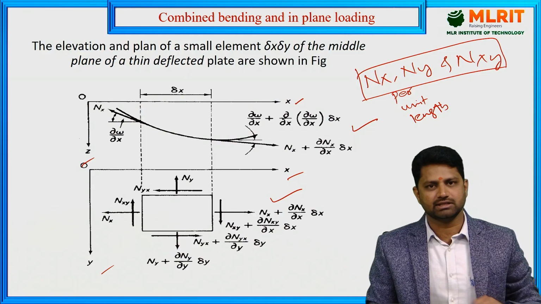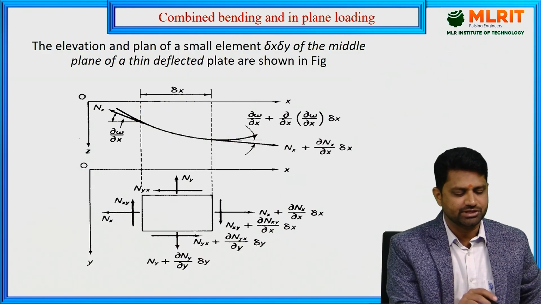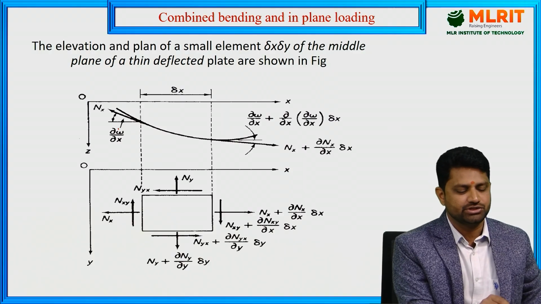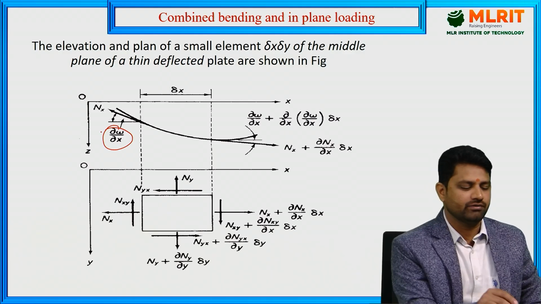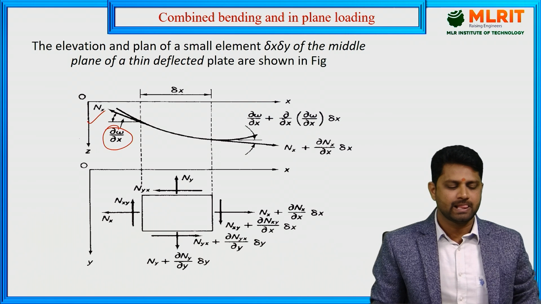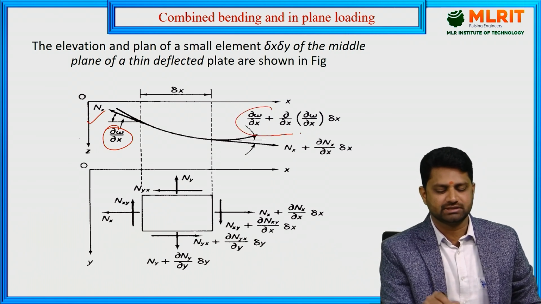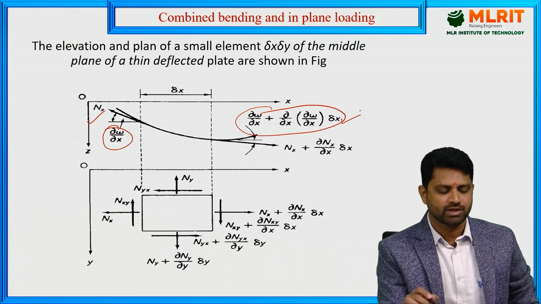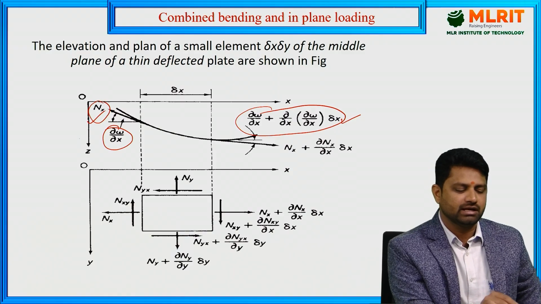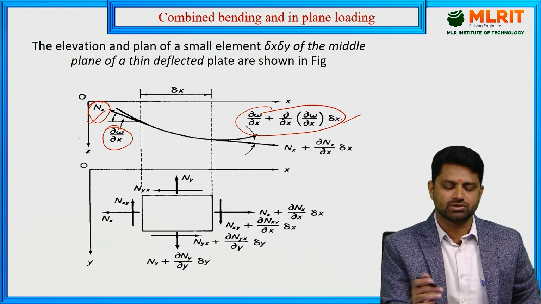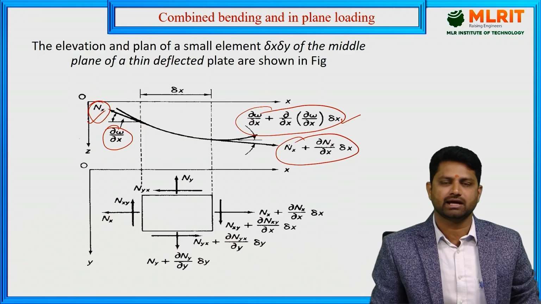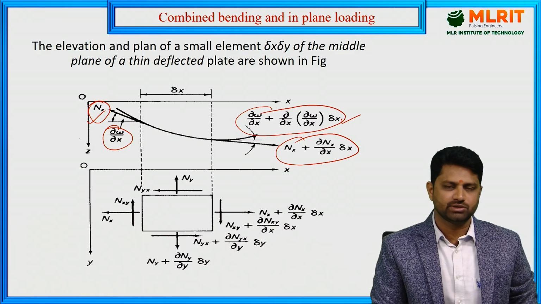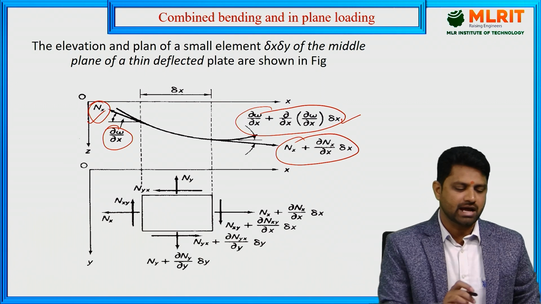Now let us try to understand the diagram first. If you draw a tangent to the curvature of this edge, let us assume ∂w/∂x is the slope on which the NX tangential force is acting, and on the other edge we take it with some increment: ∂w/∂x plus ∂/∂x of (∂w/∂x) times δx. Similarly, on the left hand side the load is NX, and on the other edge the load with increment is NX plus (∂NX/∂x) times δx. Now in the front view we are able to see only the NX load, which is acting tangential to the surface.